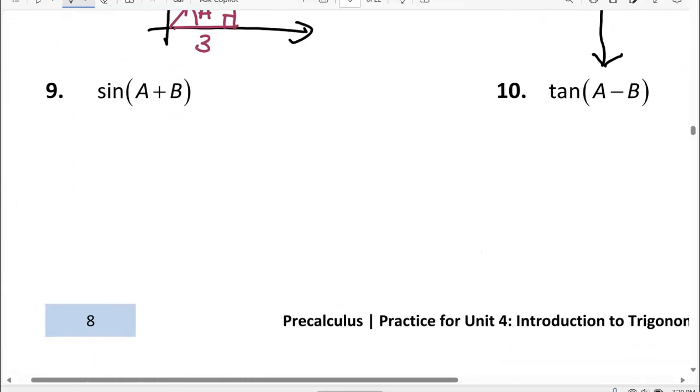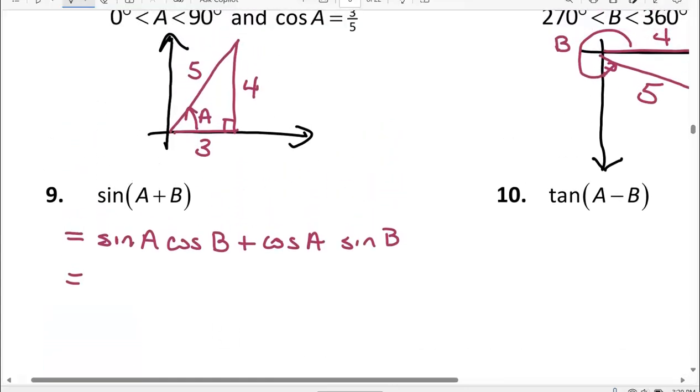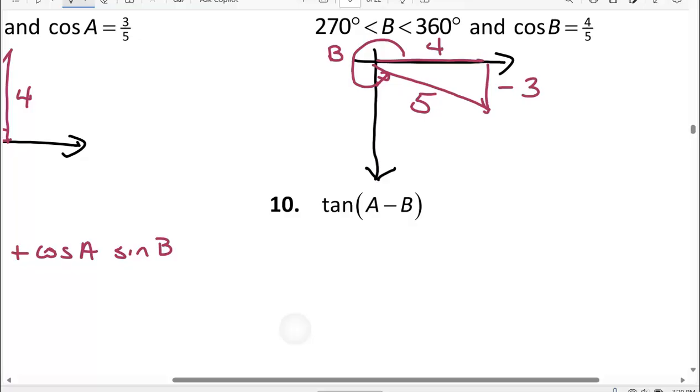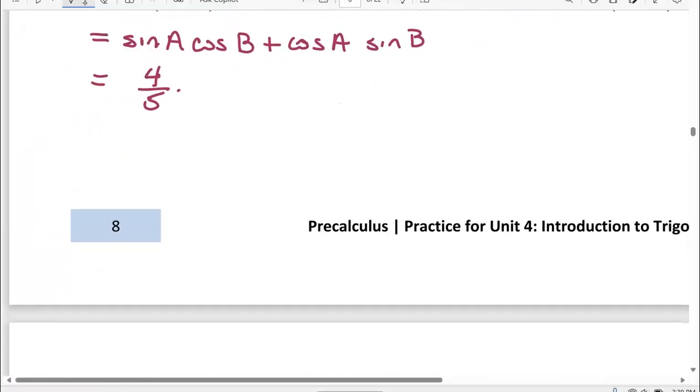And in number 9, we're asked for sine of A plus B. Sine of A plus B is equal to sine of A times the cosine of B plus the cosine of A times the sine of B. And now we just have to look at our drawings. Look at the drawing of angle A. The sine of angle A is 4/5. Look at the drawing for angle B. We need the cosine for that one. The cosine of angle B is positive 4/5.